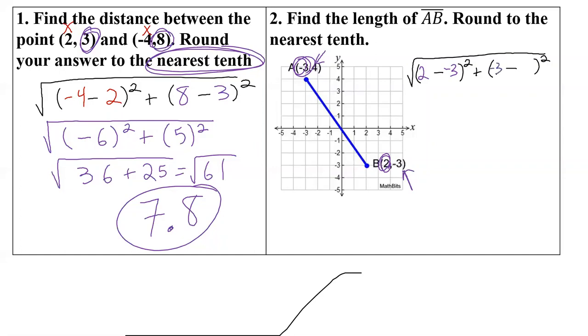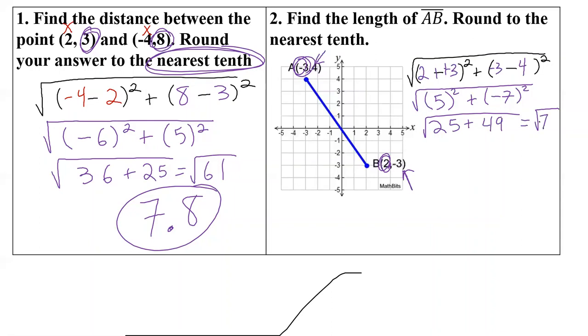I'll have -3 minus 4. 2 minus -3 is the same as 2 plus 3. So here I have 5 plus -7, square root of 25 plus 49 equals the square root of 74. And then your final answer, I'm going to write it all the way up here, 8.6. All right, so that is the distance formula.